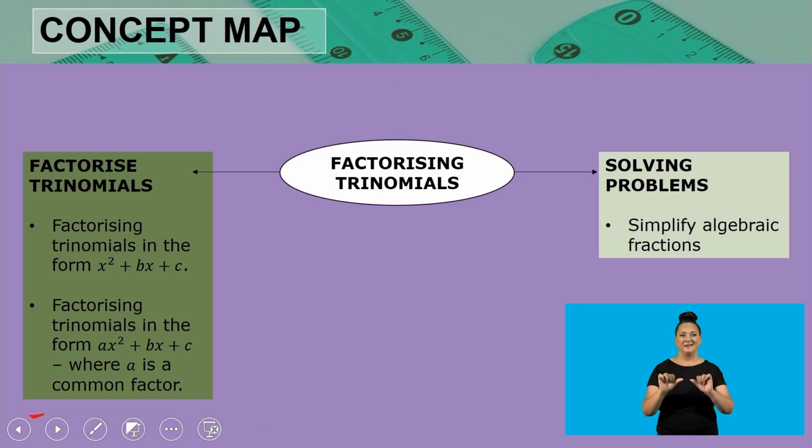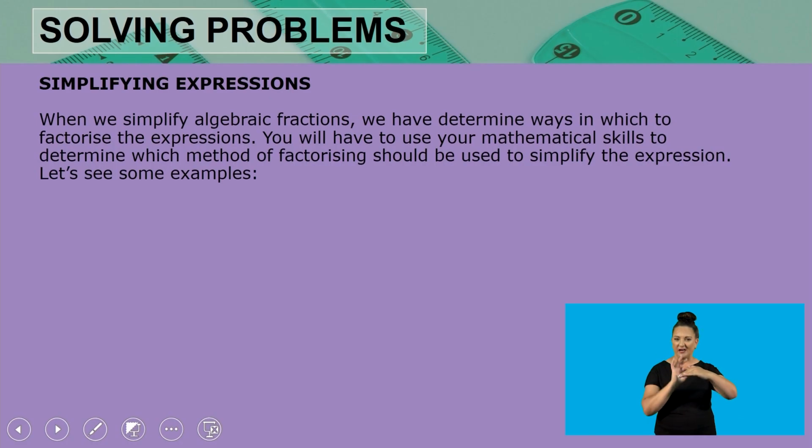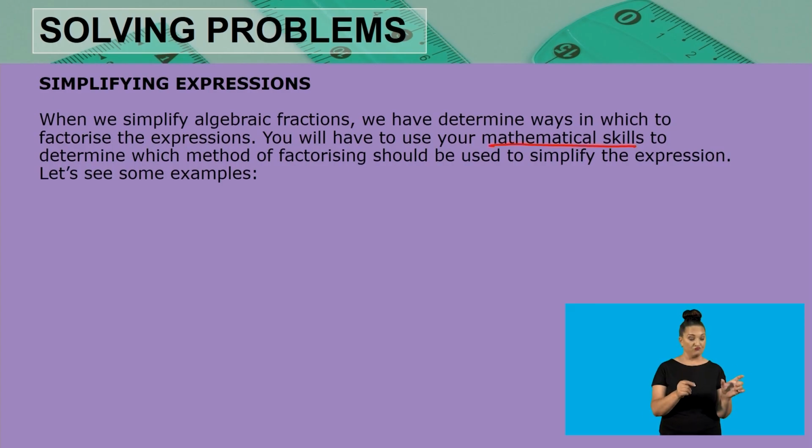Let's move on to the last part of the lesson, and that is solving for algebraic fractions. So we are quickly going to use our methods of factorizing to solve for those fractions. When we simplify algebraic expressions, we have to determine ways in which to factorize the expressions. You'll have to use your mathematical skills to determine which method of factorizing should be used. In other words, you are not going to be told that this is a common factor, or this is a trinomial, or you need to do difference of two squares. You will have to use your mathematical skills to see that.